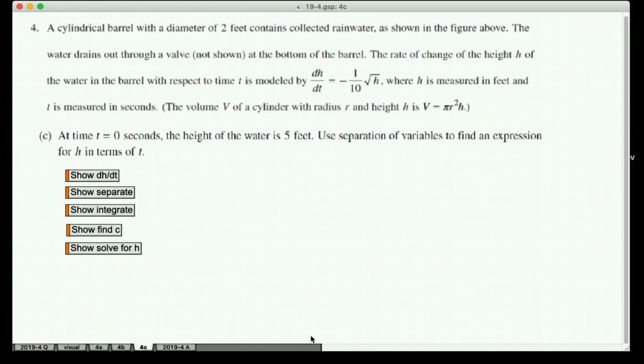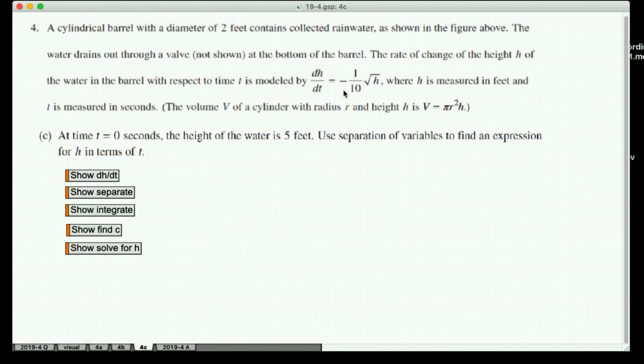Part C states at time t equals 0, the height of the water is 5 feet. Use separation of variables to find an expression for h in terms of t. So this is an initial condition: at time t equals 0, the height of the water is 5 feet. And it's nice of them to tell us to use separation of variables. A lot of times they will not do that, and you need to know enough to use separation of variables.